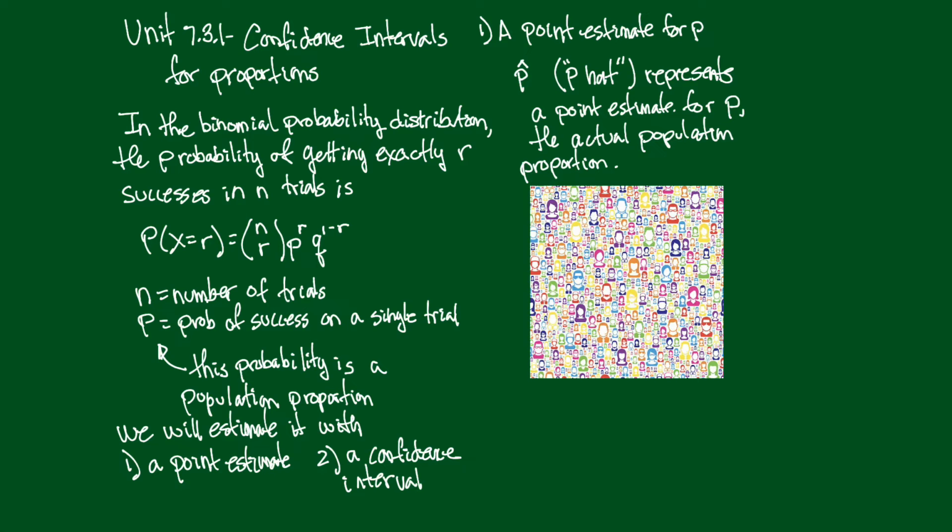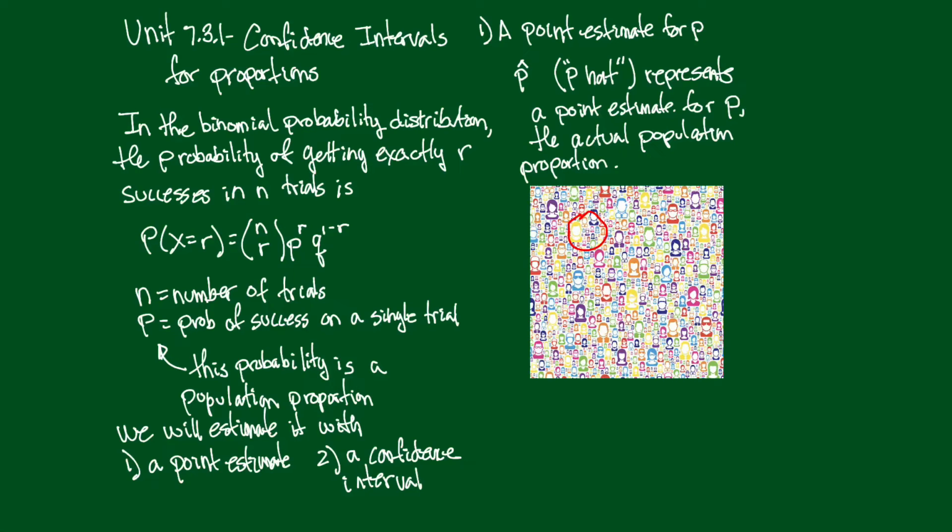Now, for a point estimate, we're going to use this notation here: P hat. There's a little hat over the P, and that's going to represent a point estimate, just an estimation for the true proportion. Now what we're going to do is, from a population, or I suppose this is a population of people, we're going to take a sample. So suppose there's our sample right there.